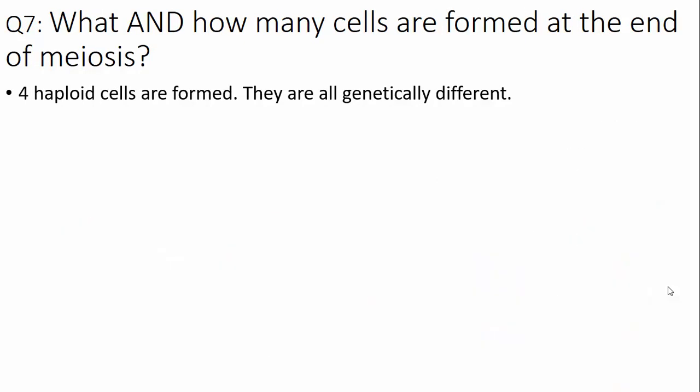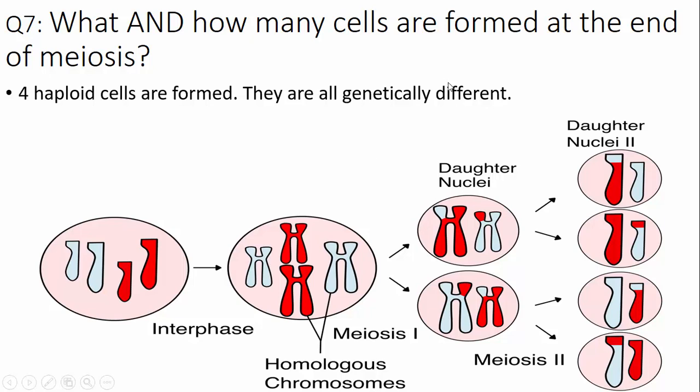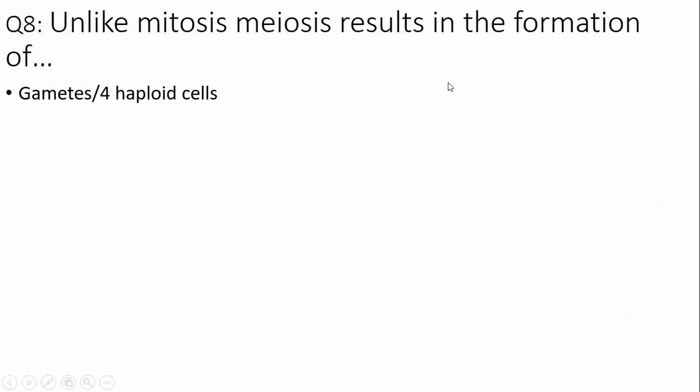All right, number 8, unlike mitosis, meiosis results in the formation of what? And that's just what we talked about. Gamete cells, which are 4 haploid cells, and they are all genetically different. So 7 and 8 kind of go together.